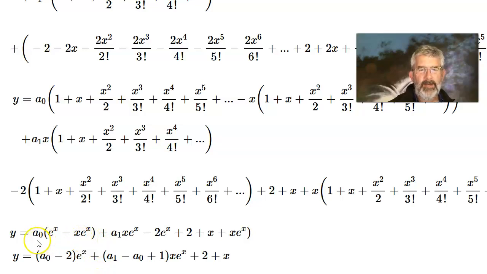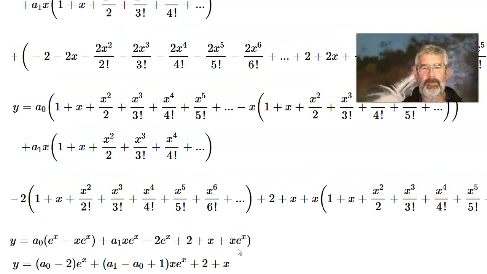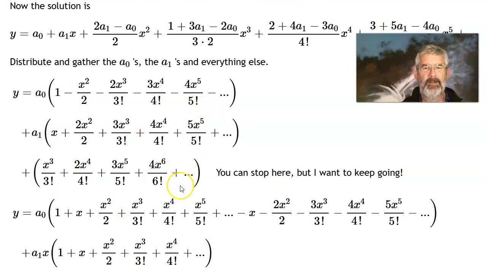For the x e to the x's, I have a minus a0, and I have an a1, and I have a 1. So all of that stuff is times x e to the x. And then I have a 2 plus x. And so my overall solution is some constant times e to the x plus some other constant times x e to the x plus this linear polynomial, which is what I expected, although it took an awful lot to get here. Right? Again, I would not expect you to be able to do this. I would expect you to get this far and then stop.